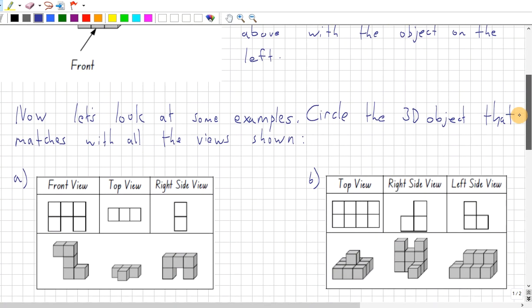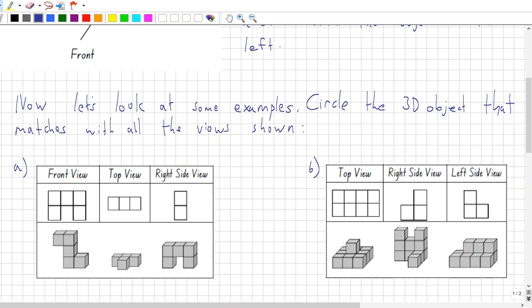We're going to circle the 3D object that matches with all the views shown. Okay, so for part A here, I have a front, top, and right side view. So from the front view, I have this kind of arch shape. And I mean, we can rule out all the rest of them right away. You know exactly what it's going to be. The top view is going to be these three.